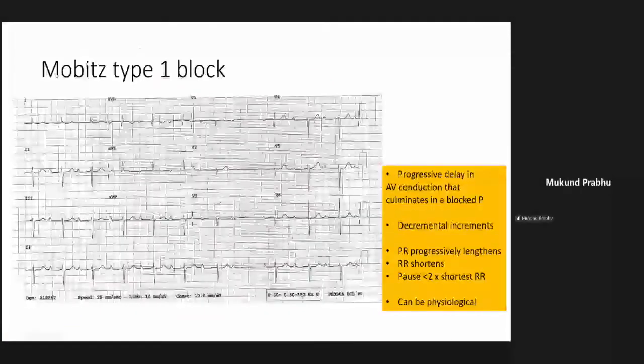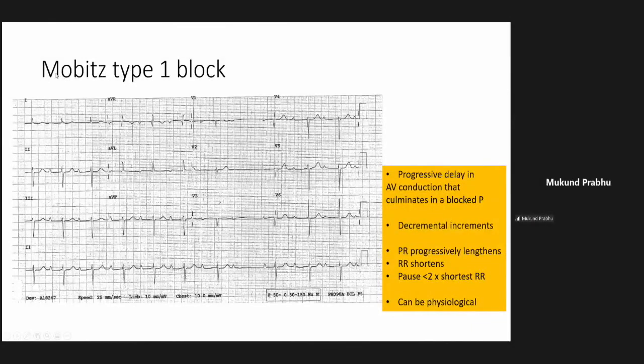Higher degree of block is a Mobitz type 1 block where at least one P fails to get conducted. And when this happens after a progressive delay in the AV conduction, it's called Mobitz type 1 or the familiar Wenckebach phenomenon. The PR keeps on prolonging and finally culminates in a dropped P. After that, the sequence repeats. In the classical Wenckebach, it's called decremental increments, which I will not explain here. But the simple clue here is the last conducted PR. If you compare with the first PR of the subsequent beat, it will be longer.